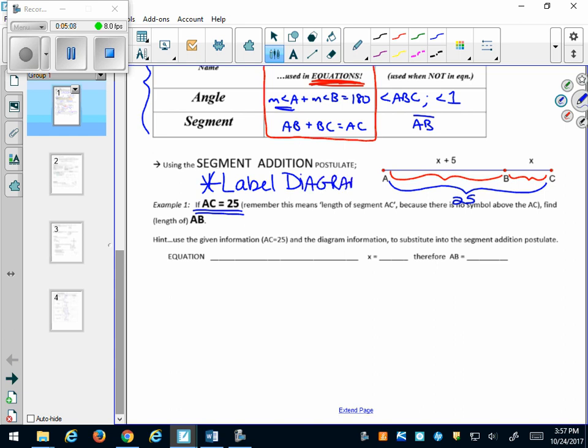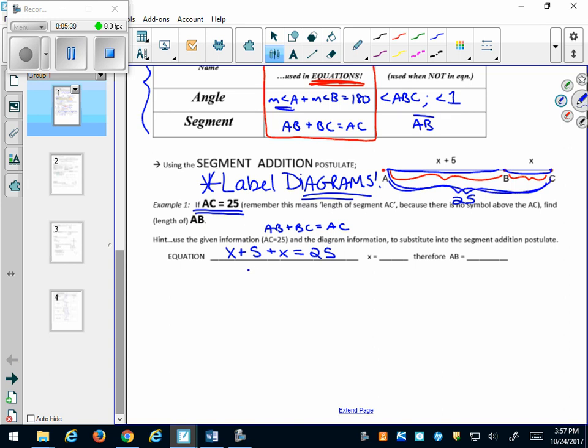You want to make sure that you are labeling your diagrams when you have problems like this. So then we can sort of see the equation. Remember, it's AB plus BC equals AC. Well, AB is x plus 5, and BC is x, and AC is 25. So that means this part, x plus 5, plus this part, x, equals the whole thing, 25.